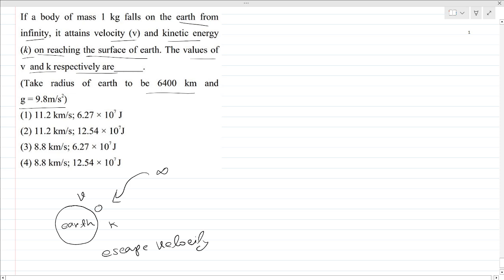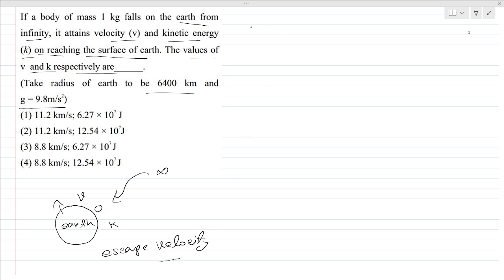What do you mean by escape velocity? We want to use the same concept of escape velocity, but here there is a little change. What do you mean by escape velocity? If you want to project an object out of the earth to infinity, or out of the earth's gravitational field up to a distance where the gravitational field does not act on the object, this is called the escape velocity.